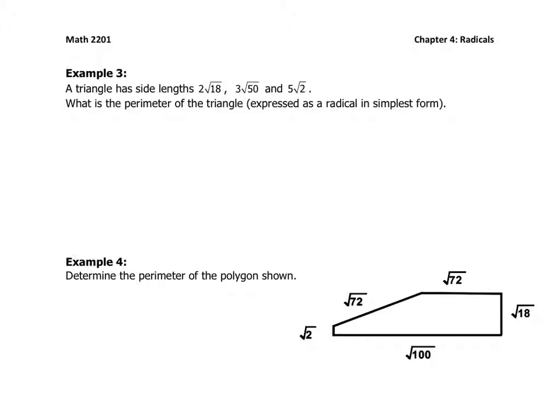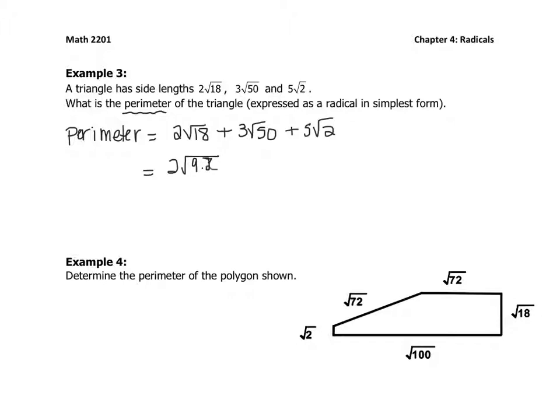So the perimeter is the sum of all the exterior sides of the triangle. So if you have all 3 side lengths, the perimeter would just be the sum of all those side lengths. So 2 root 18 plus 3 root 50 plus 5 root 2. And then 18 can simplify by breaking it down as 9 times 2. Perfect square factor is 9. 50 has a perfect square factor of 25, so we'd change the square root of 50 to the square root of 25 times 2. And 5 root 2 is simplified, because 2 only has a perfect square factor of 1.